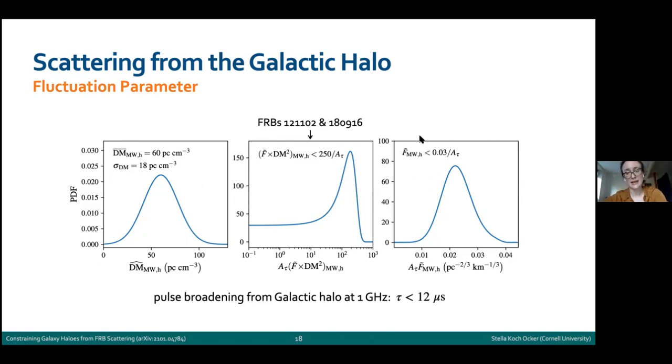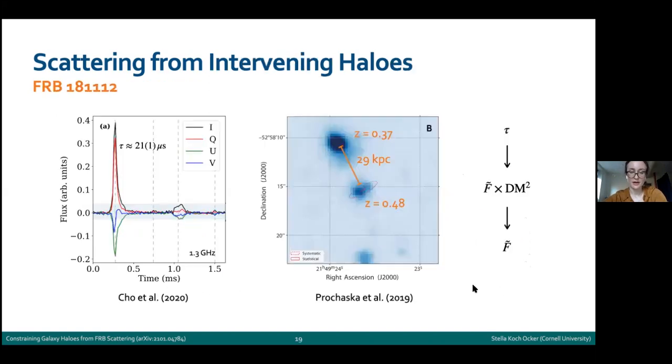And so we find that F tilde for the Milky Way halo is less than 0.03, and that number probably doesn't mean much to you right now. So first, we should place it in context. So I'll first talk about the two other FRBs that we look at, which have halos intervening their lines of sight.